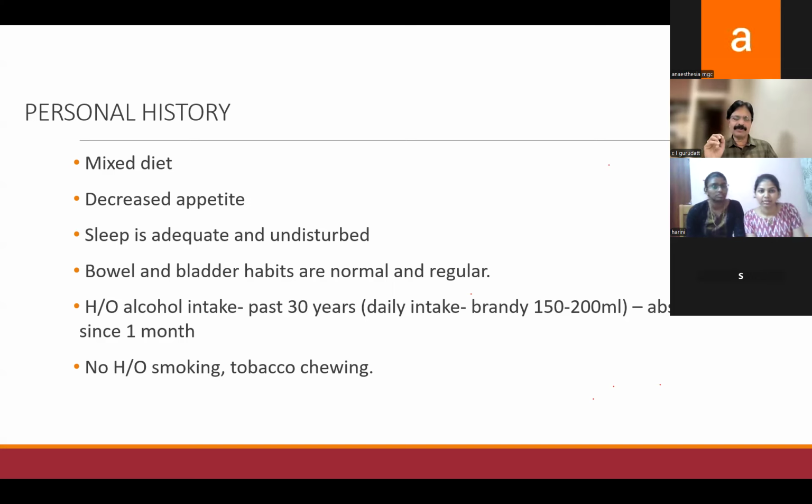Now, what do you mean by 50% alcohol? Okay, Geeta, what do you mean by 50% alcohol? Means how many grams in 100 ml?